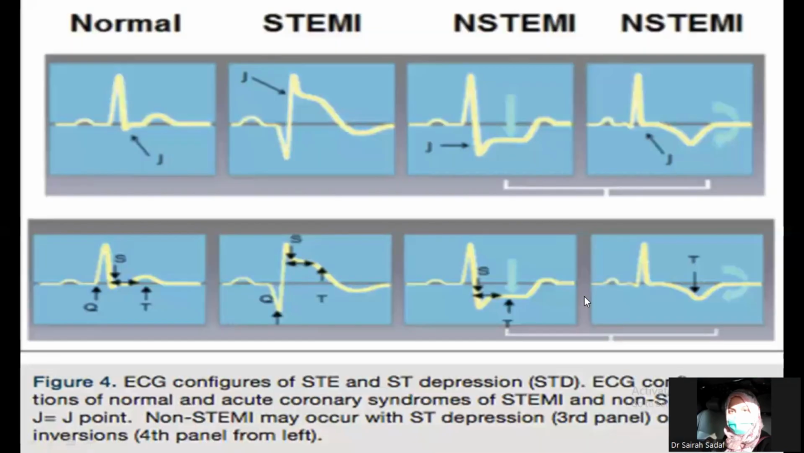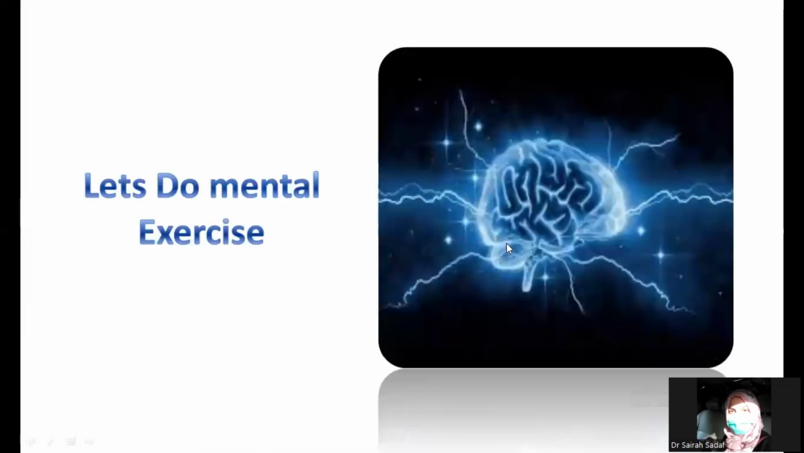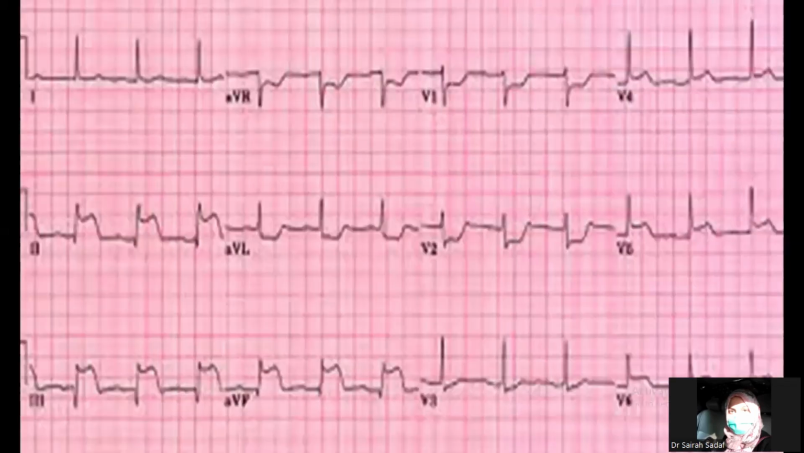Okay, these are some other ECGs showing STEMI, non-STEMI. This is STEMI, ST elevation. This is NSTEMI, non-ST elevation MI, also called non-STEMI. Okay? This is also NSTEMI. That's all there is to it. Let's do some mental exercise. You just have to tell me which side of MI this is. These are our last slides, and then we will end the session.